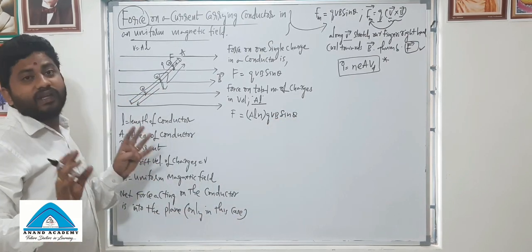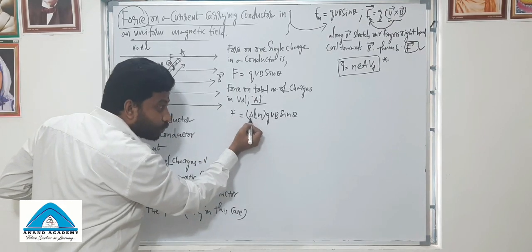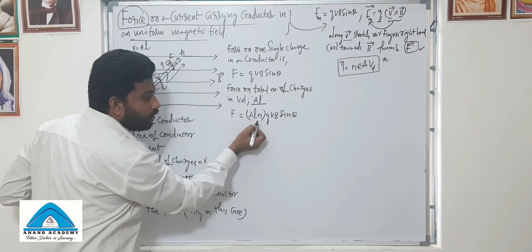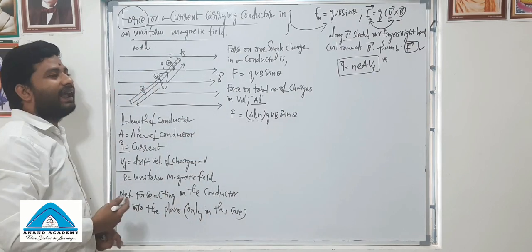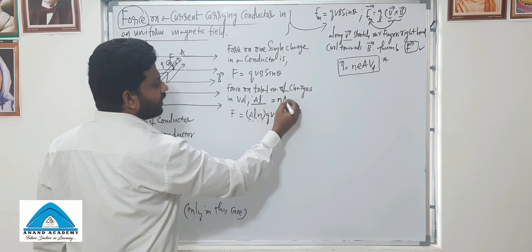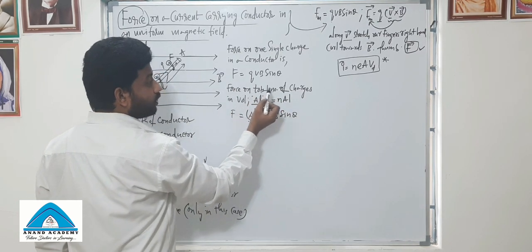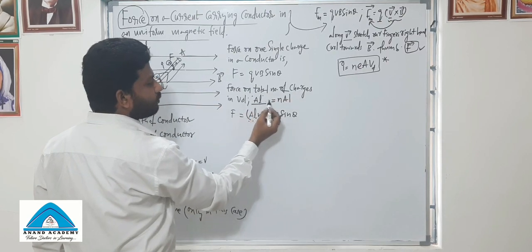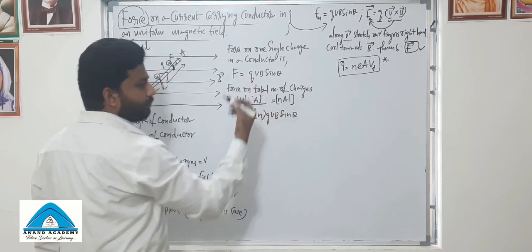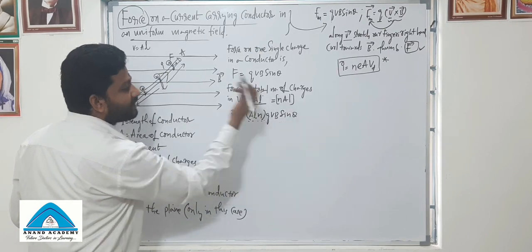The number of free electrons available in this volume is N. So in this volume AL, these are called the total number of free electrons. Okay, so I can write NAL for the force on the total number of charges in volume AL. So these are the total number of free electrons available. So NAL QVB sin theta.